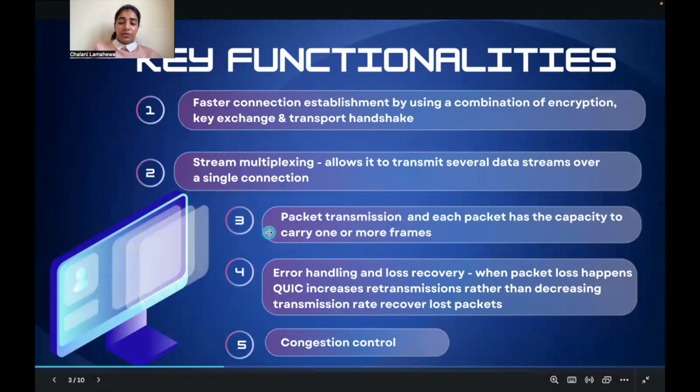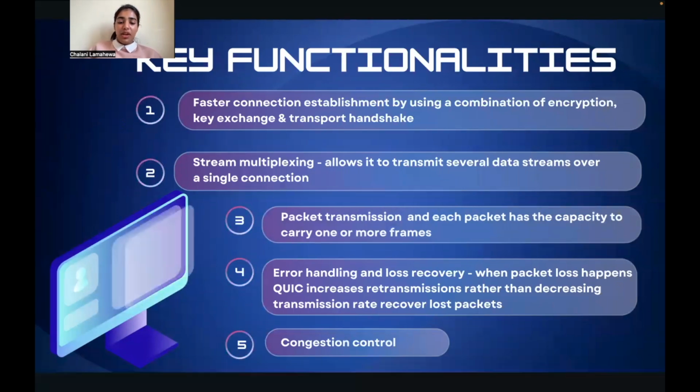Then packet transmission, and each packet has the capacity to carry one or more frames within it. Frames are such as stream, ping, ACK, and many more. Then error handling and loss recovery. When a packet loss happens within QUIC, QUIC increases the retransmission rate rather than decreasing the transmission rate to recover lost packets. This improves the performance rather than decreasing the performance when packet loss happens. And then there's congestion control to control congestion and minimize congestion within QUIC.